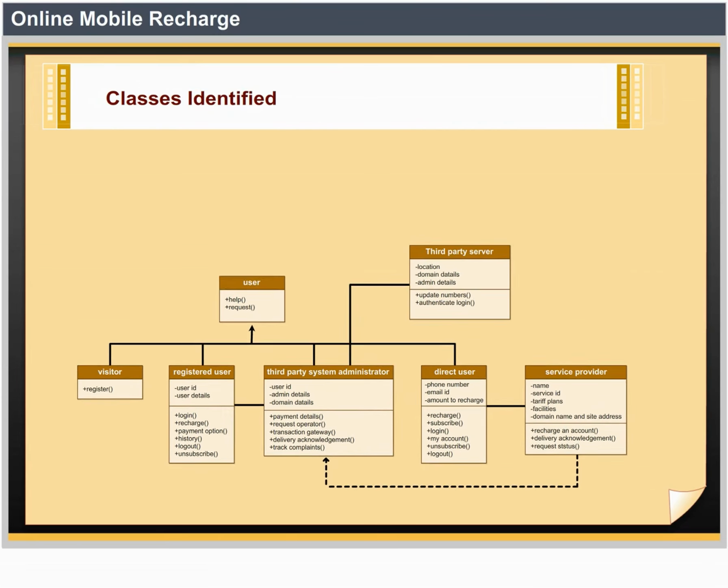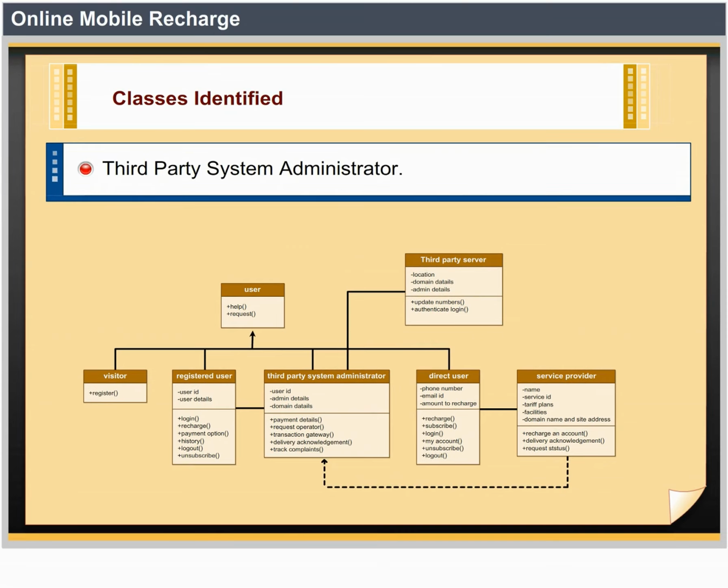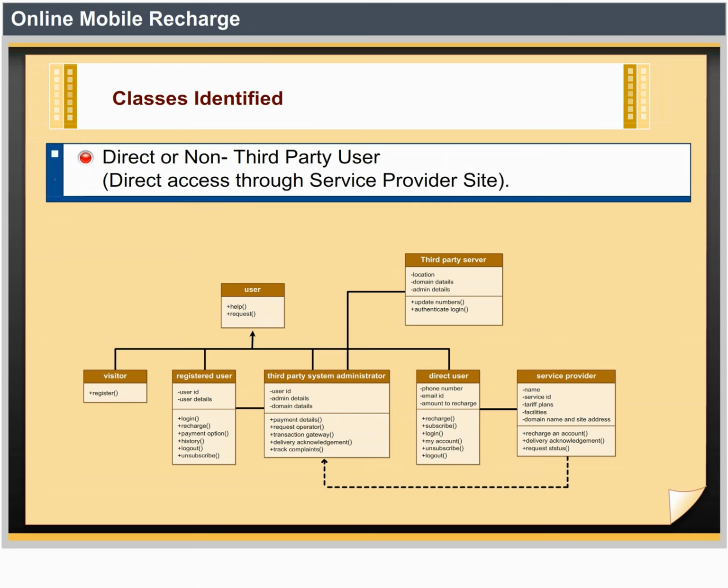Class diagram. Classes identified: user, registered, visitor. Third party system administrator. Third party server or database. Service provider: direct or non third party user, that is direct access through the service provider site.